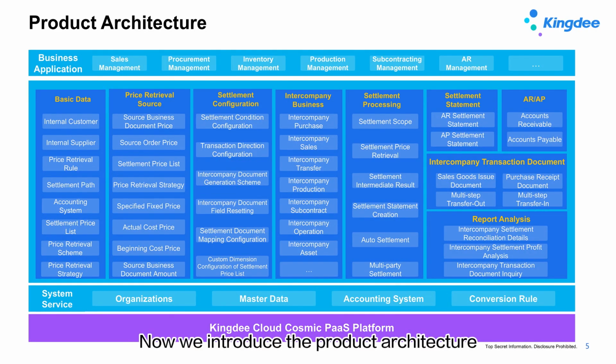Now we introduce the product architecture. The intercompany settlement system includes basic data settings, the settlement configuration platform, intercompany business types, settlement processing, settlement statements, intercompany transaction documents, and report analysis.